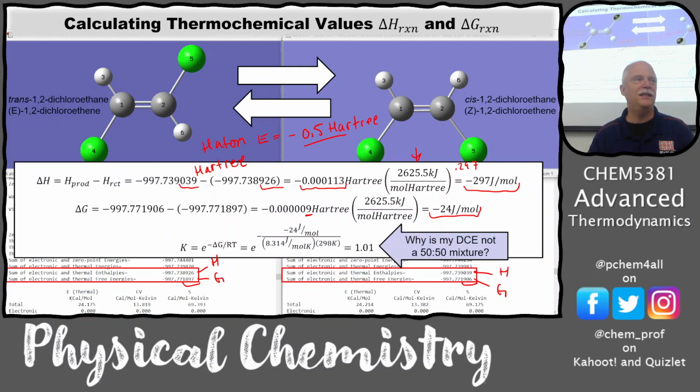Why is my DCE not a 50-50 mixture? Does anybody know? Because it's not anywhere close. I buy trans dichloroethylene, I can set it on the shelf, it doesn't turn into cis dichloroethylene. And Gaussian can be used to answer this question, which is what we're going to do next.